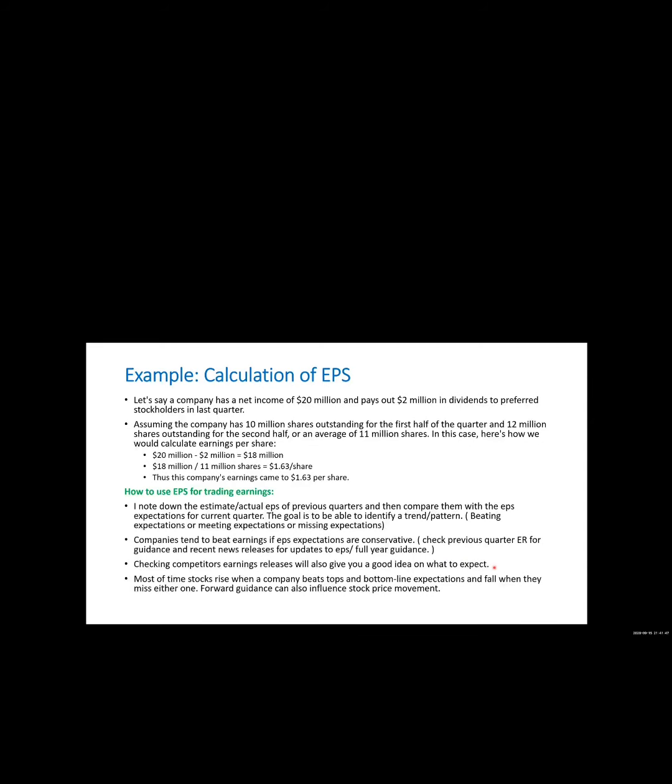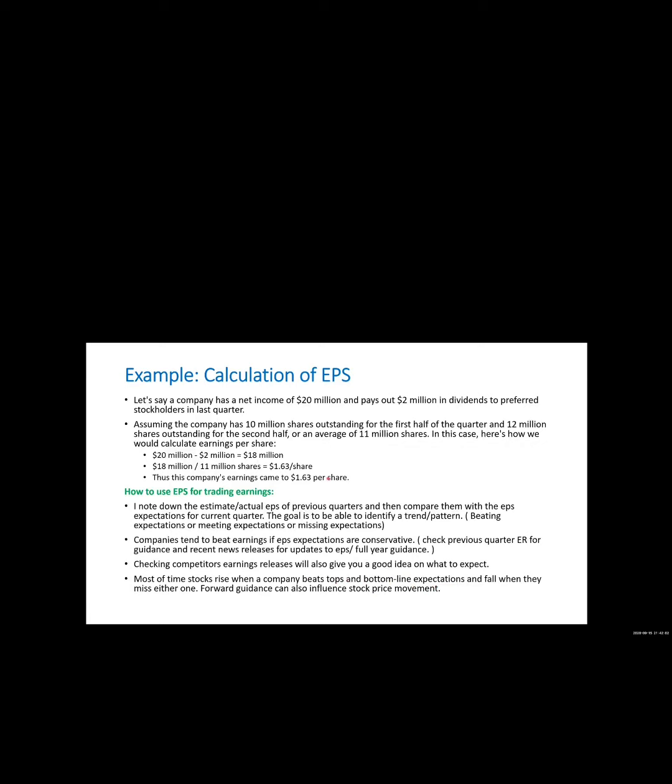And if they do, you're going to make money. Most of the time, stocks rise when companies beat both top and bottom line expectations and fall when they miss either one. Forward guidance can also influence the stock price movement. So you will hear the terms top and bottom line a lot on Wall Street.